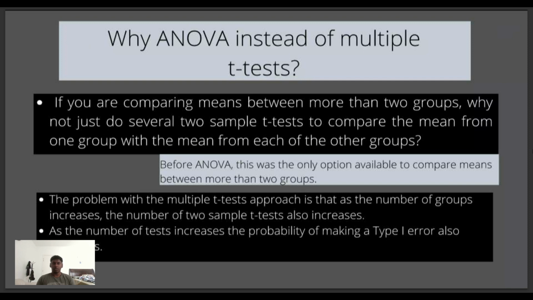The problem with the multiple t-test approach is that as the number of groups increases, the number of two-sample t-tests also increases. As the number of tests increases, the probability of making a type 1 error also increases.